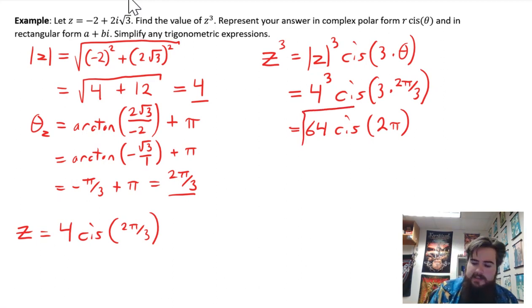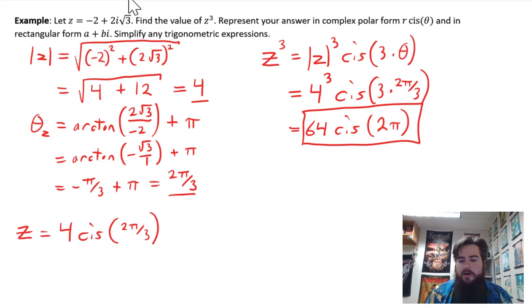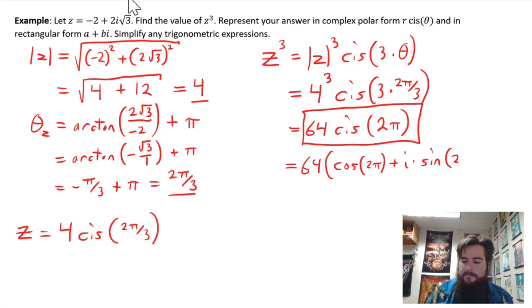We have now written this in complex polar form, r cis of theta, but it also asks us to get to rectangular form, so we can expand in order to get there. Cis of 2 pi really means cosine of 2 pi plus i times sine of 2 pi. And if I distribute 64, I can find this as a plus bi form. We also should not need a calculator for this because we can evaluate cosine and sine of 2 pi.